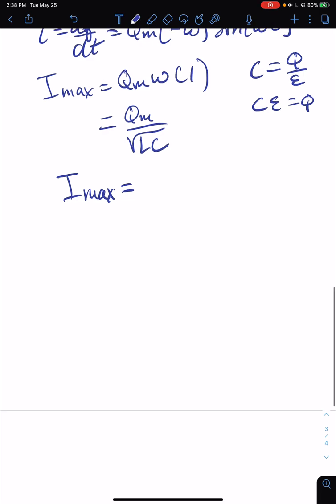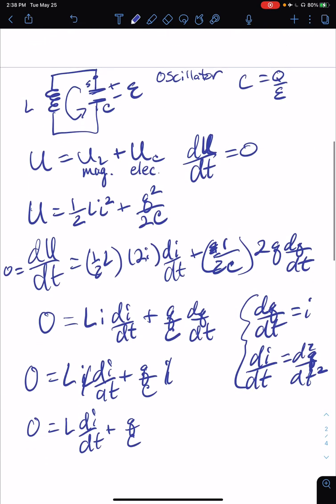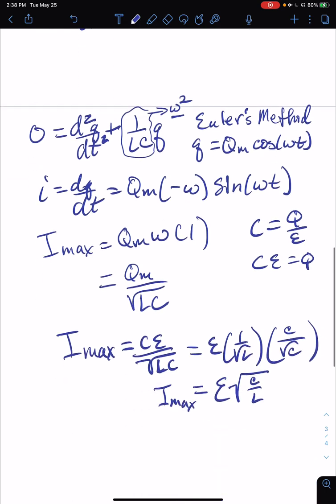I max is going to be equal to, let's get rid of Q max and replace it with our C times E over the square root of L times C, which we can rewrite as the EMF times 1 over root L. Let's leave that alone for a minute. And then C over root C, which can be rewritten as EMF times the square root of C over L, right? C over root C is the same as root C. So the maximum current in a simple harmonic oscillating LC circuit is always going to be this function.